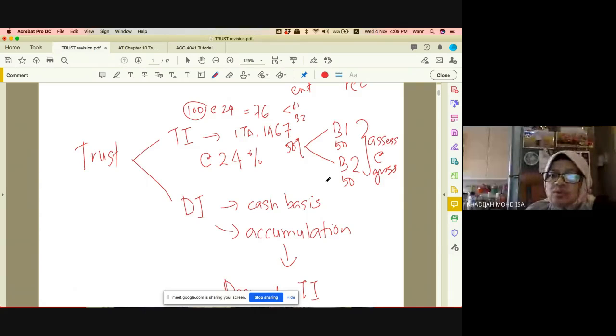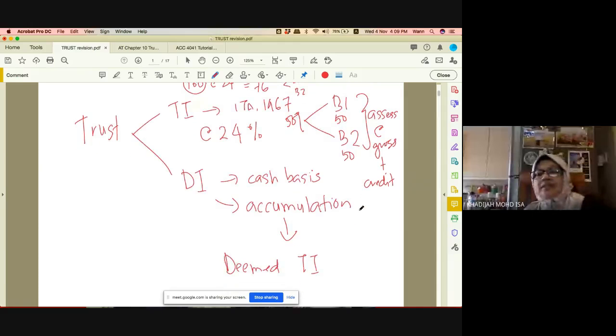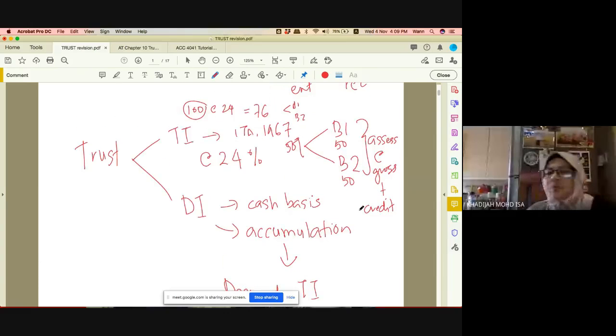You assess at gross, but later you give tax credit. How much is the tax credit? In this case, each one will be given a tax credit of 24%. Okay. What else?